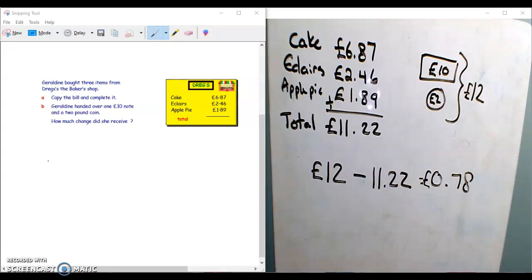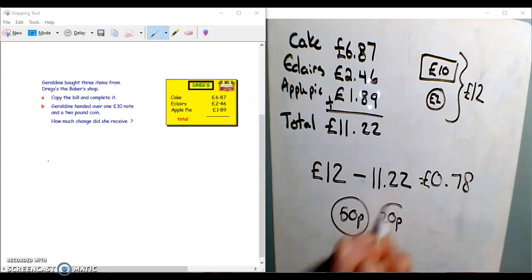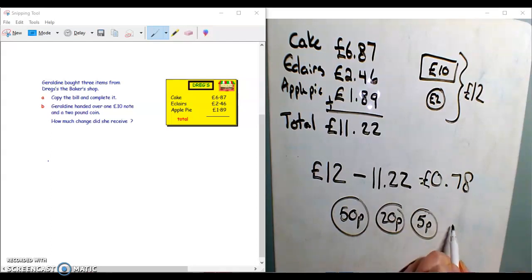So one example of coins that I could give, if I was the cashier, I could give her a 50p coin, and then I can give her a 20p coin, so that makes 70. I can give a 5p coin, and then I can give a 2p, so we're at 75, 76, 77, and I'll give a 1p coin. So there we go, 78p. So those are the coins that I could give her in change.